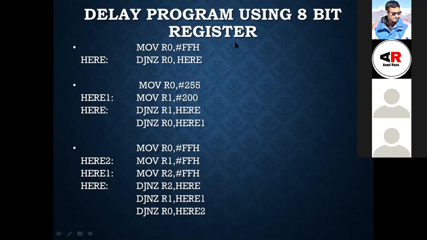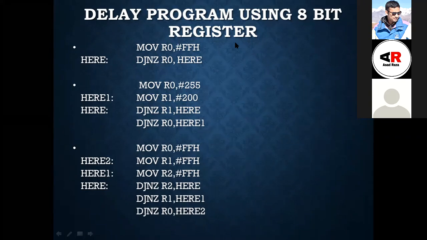Clear? Now in FE, how many times rotated? One time. After the first iteration, one time rotated. After the second iteration, the R0 value will be FD. So again, this is not equal to zero. Again, this will repeat. So how many times will this instruction be repeated?